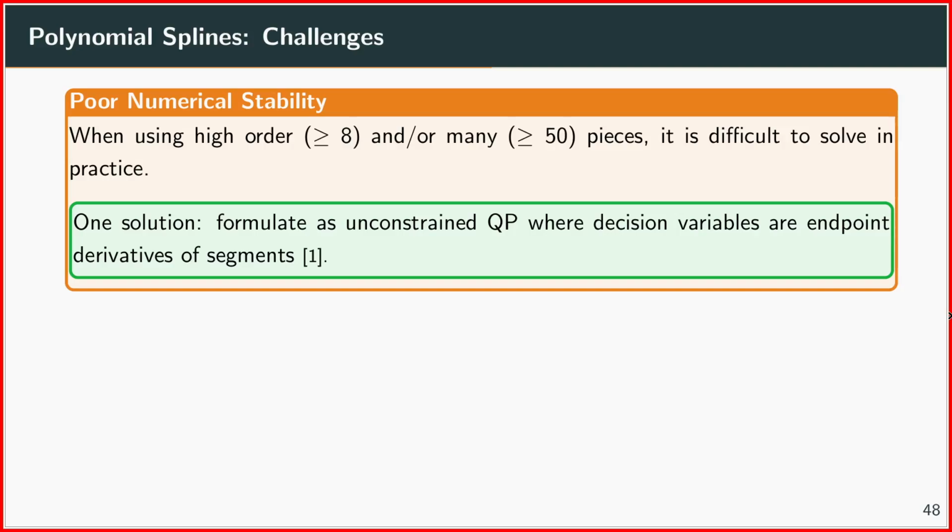Okay, yeah, back to challenges. So one, as I said, poor numerical stability. One solution would be, for example, to formulate it as an unconstrained QP, where decision variables are endpoint derivatives of the segments. This often gives you a bit more stability.